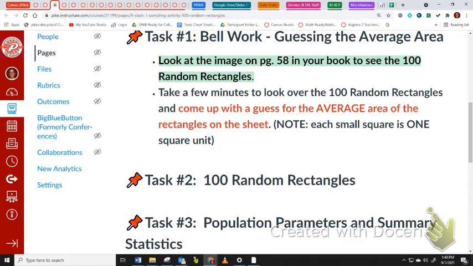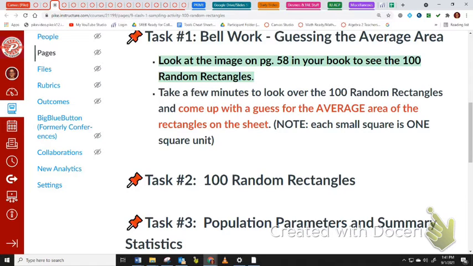All right. While I take attendance, here's what I want you guys to do. To the best of your ability, and I don't expect perfection, I want you to look at all of the rectangles on this page. There's 100 of them there. I want you to come up with a guess for the average area of the rectangles. Before I set you loose, listen to this, okay?